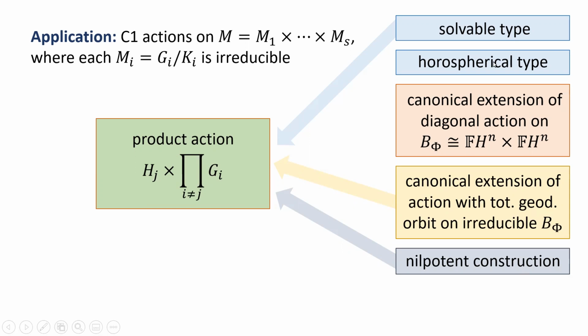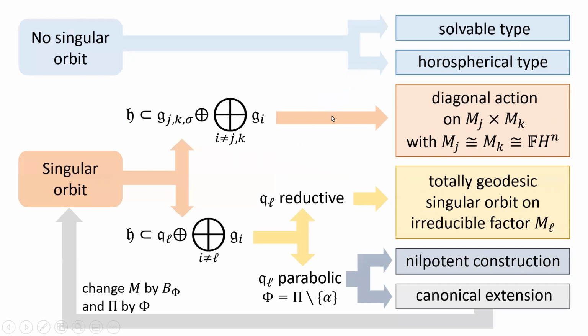Okay, and recall that horospherical type actions and these canonical extensions from reducible boundary components were well understood. So in particular, one could apply this to classify cohomogeneity 1 actions on products of hyperbolic spaces, because in hyperbolic spaces, we know a complete classification. So I'll finish here. I leave you here with the sketch of the proof. Thank you very much.